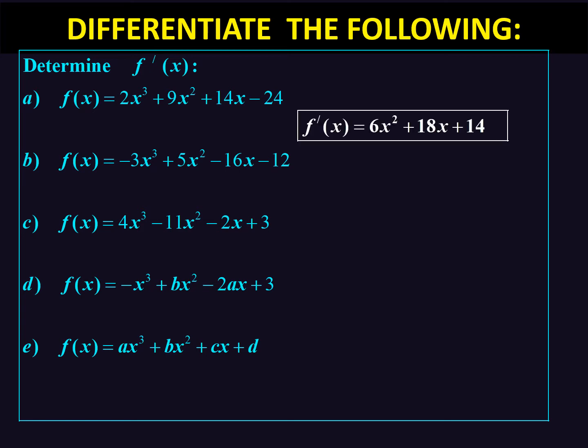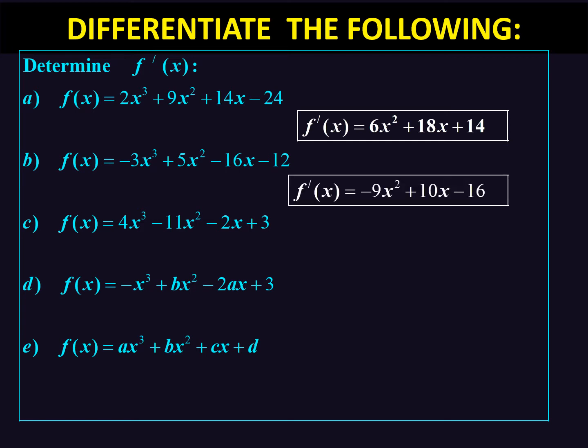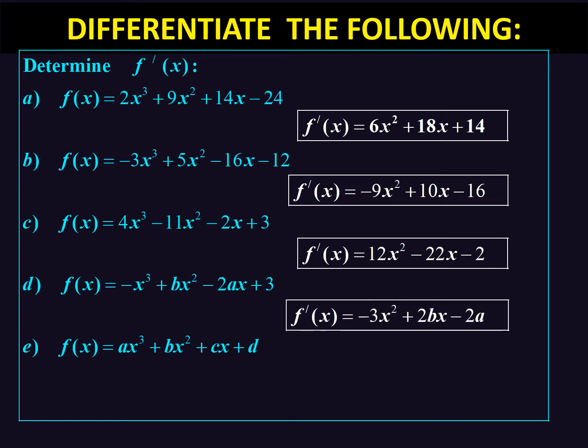Okay, first one. That's right: 6x squared plus 18x plus 14. The next one, negative 9x squared plus 10x minus 16. Next one, 12x squared minus 22x minus 2. Next one, be careful here: negative 3x squared plus 2bx minus 2a. And the last one, 3ax squared plus 2bx plus c. Okay, now we're ready.